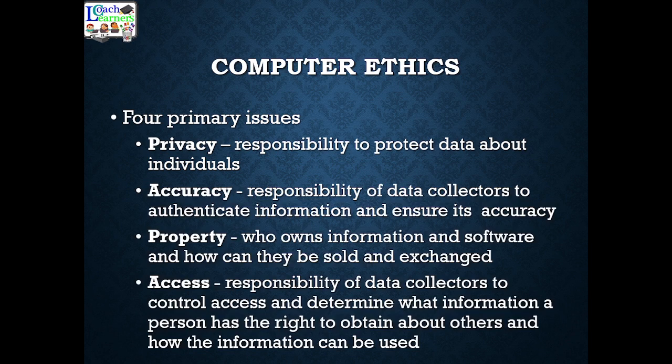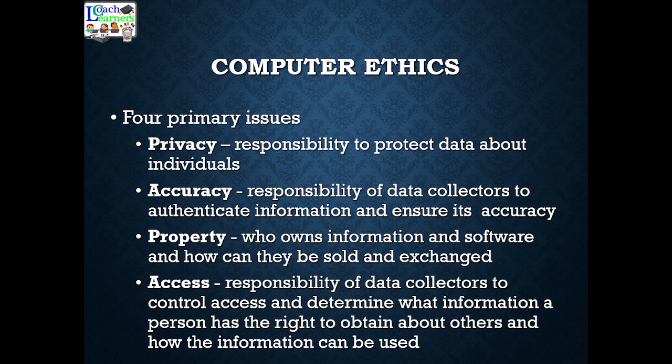We need to focus on these four primary issues when you're talking about computer ethics. First is privacy. Privacy is where unauthorized people should not be able to access data that is not meant for them. And of course, accuracy. Information that is provided should be accurate all the time. So we talk about data being authentic and accurate at all levels. For example, if you have data within a database, it should be very accurate, so that when someone pulls data out of that database, it is accurate.